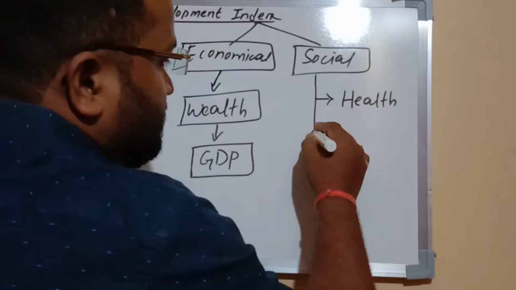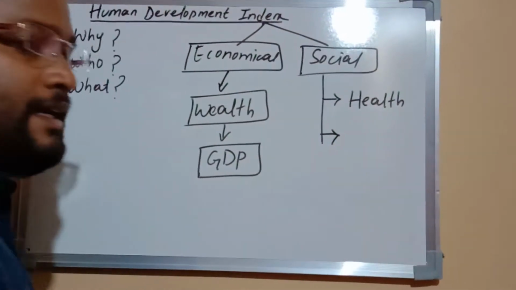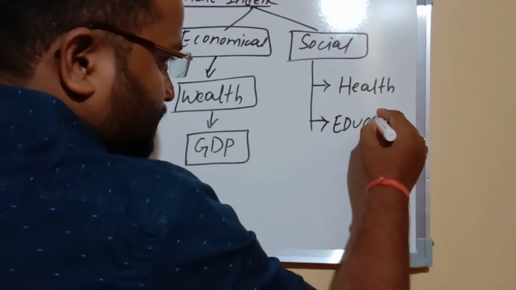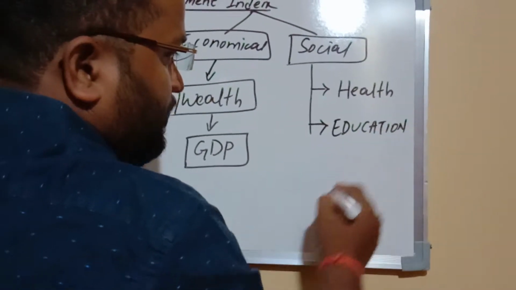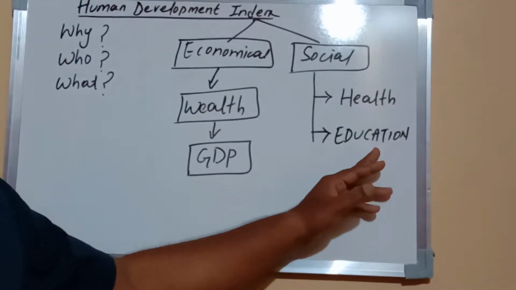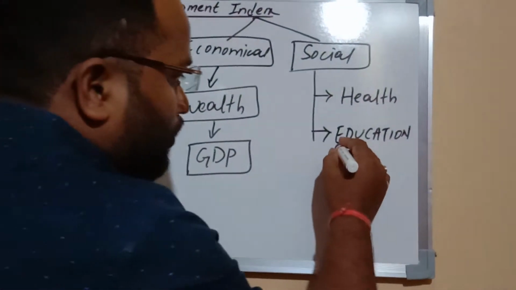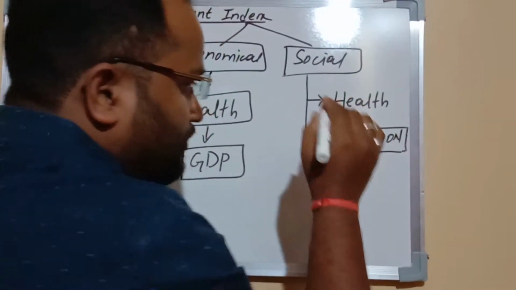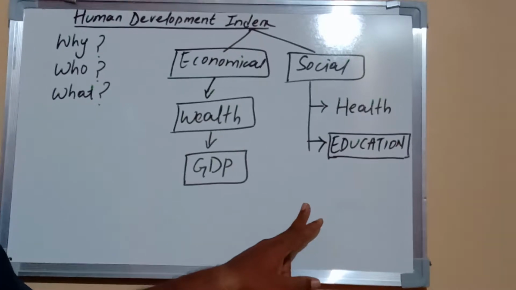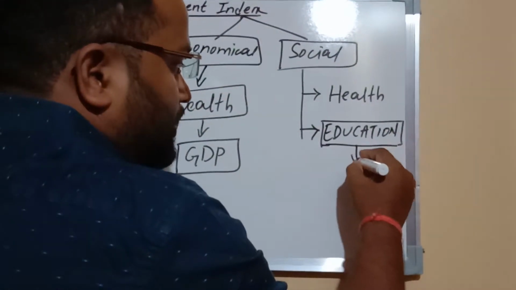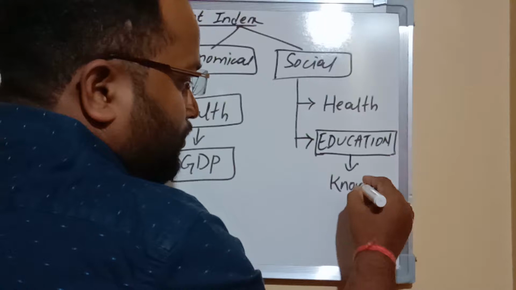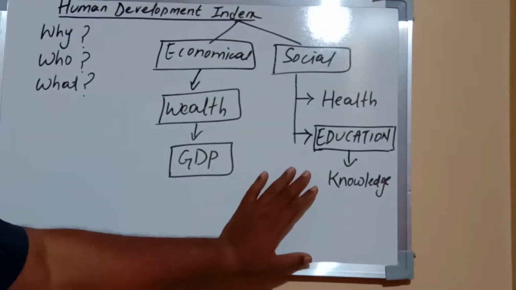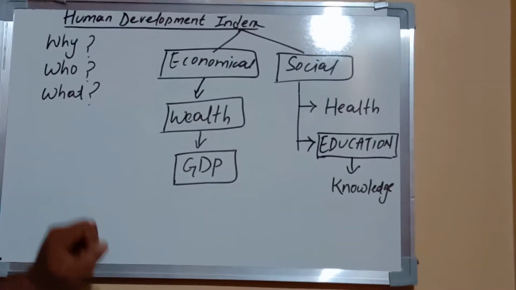Then the next, the most important parameter, is education. See, over here I am writing education in bold letters. As all of you know, education is one of the most important and crucial factors for a knowledge based economy, and that knowledge based economy contributes more towards the nation's development. So these are the things covered under this Human Development Index.